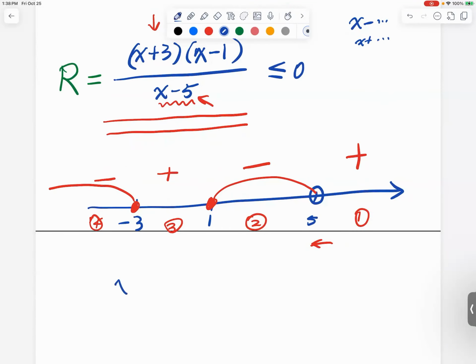So what is the solution? The solution is -infinity to -3, union, with a square bracket because -3 needs to be included, and a square bracket for 1. So 1 to 5, and 5 needs to be a parenthesis because when x equals 5, the inequality is not defined.